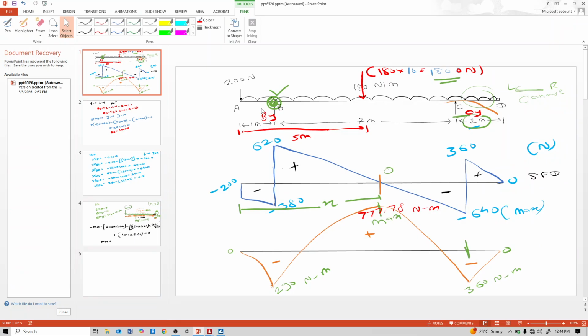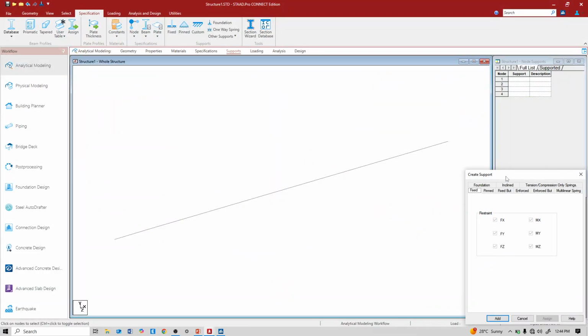So at points B and C there is only a roller support. Roller means only a vertical reaction. All others are releases, so Fx, Fz, Mx, My, Fz all are released. We are doing only 2D analysis now, that's why only Fy. So this Fz is also released.